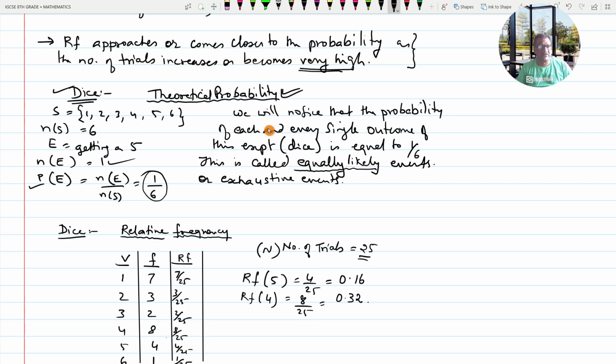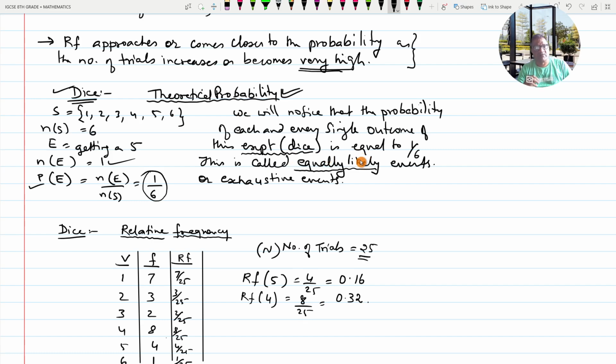Now you will notice the probability of each and every single outcome of this particular experiment. Now what is this experiment? This experiment was throwing a single dice. When you throw a single dice, it's a random experiment. You can always get 1, 2, 3, 4, 5 or 6, anything. You cannot say. The result of an experiment which is not predictable is known as a random experiment. So this is a random experiment.